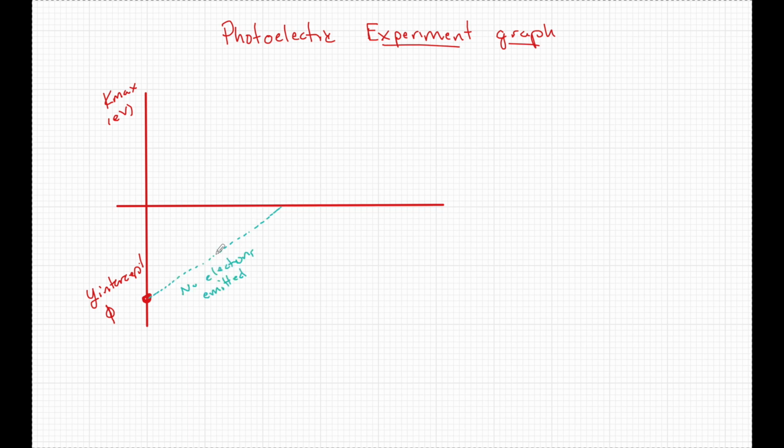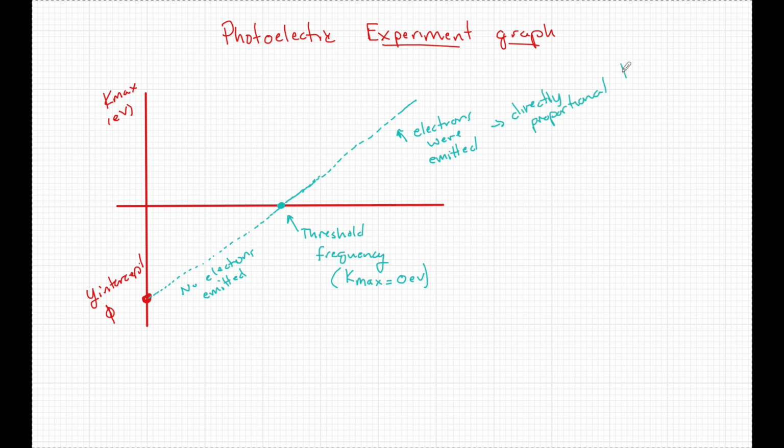Because they were still in the atom and they were still bouncing back and forth. At this point right here, they call this the threshold frequency. And as we can see, this is once again where Kmax equals 0 eV. But then as I increased above and Kmax now became positive, the electrons were emitted, and the amount that were emitted were directly proportional to the frequency.